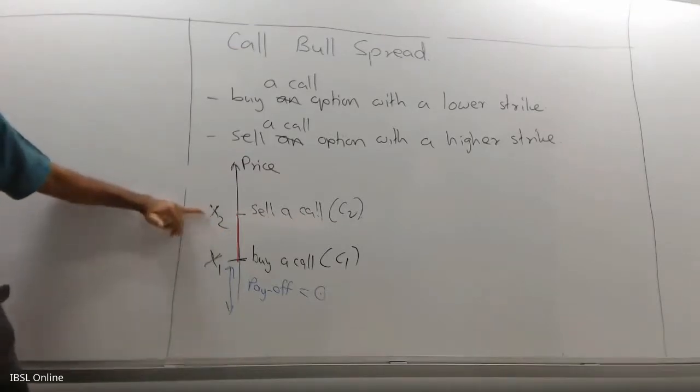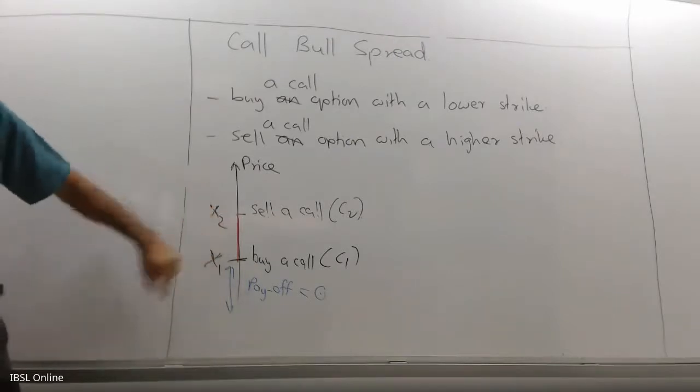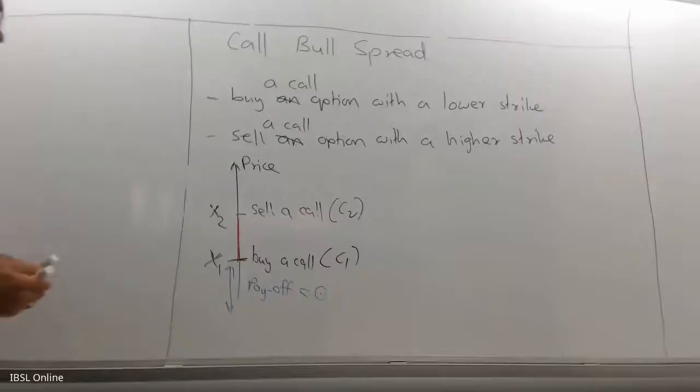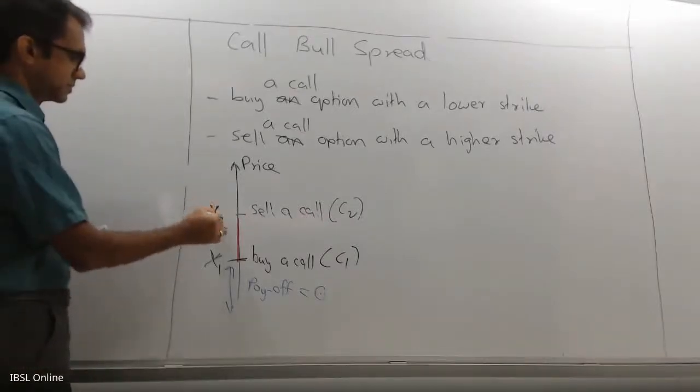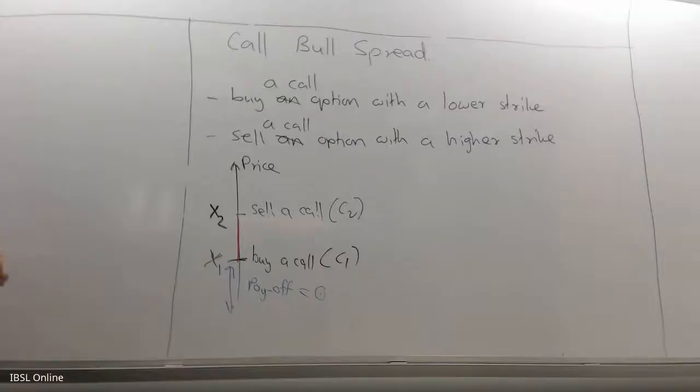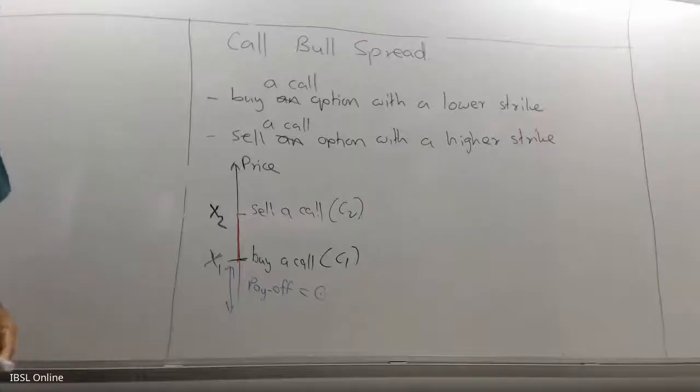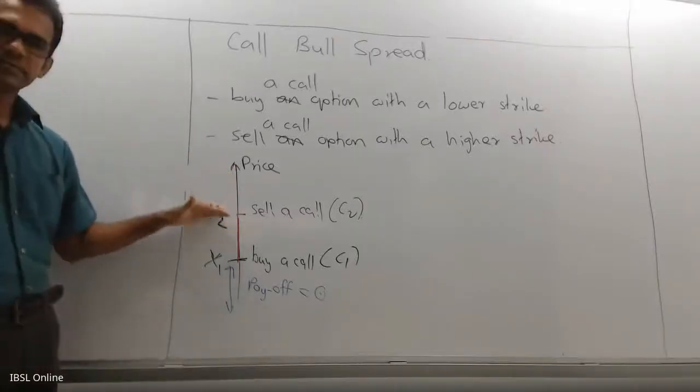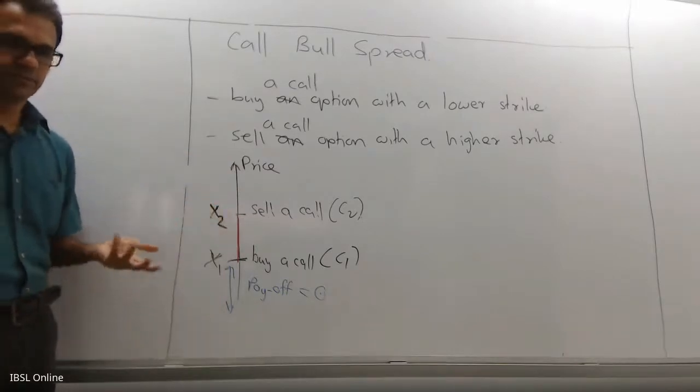Will the buyer of the call option with strike X2 exercise his right? Yes or no? No, because the market price is still less than the strike price. For him, the market price is still less than the strike. He can buy from the market.